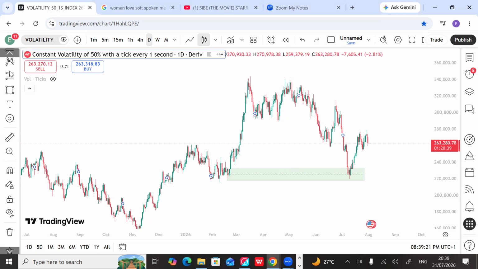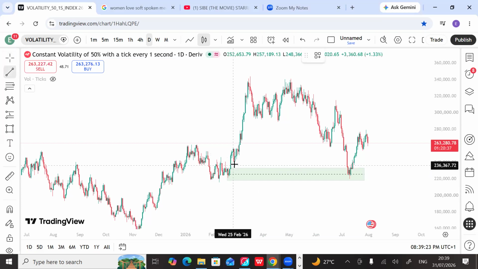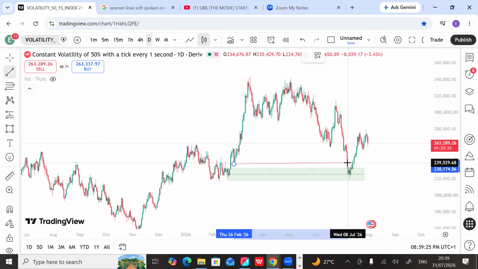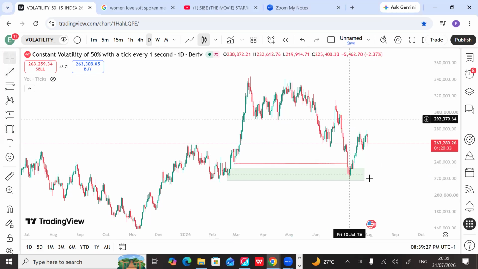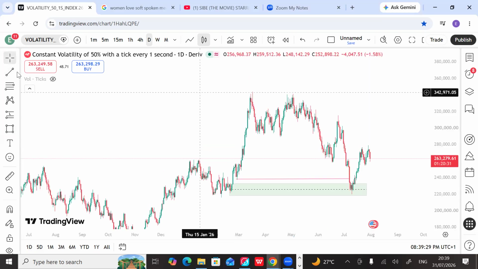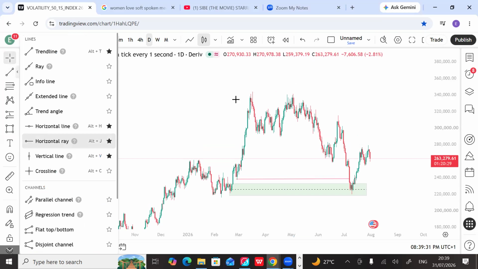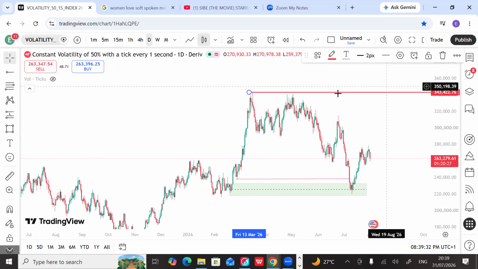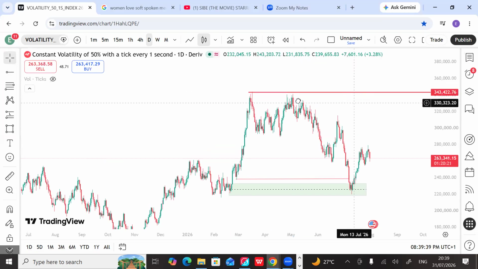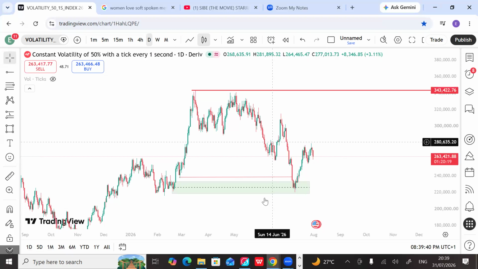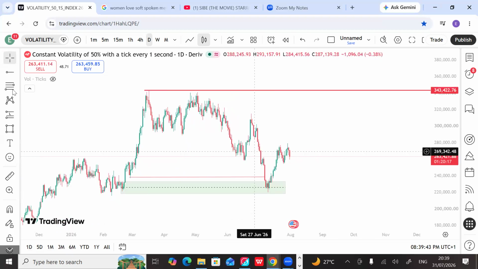This was an inducement. Now, I'm not saying price is coming back. Get this clearly. I'm not saying price is coming back to take out this high. No. We're not coming to take out this high. This high here, we're not coming to take out that high. What are we coming to do? The next draw on liquidity is obviously this point.